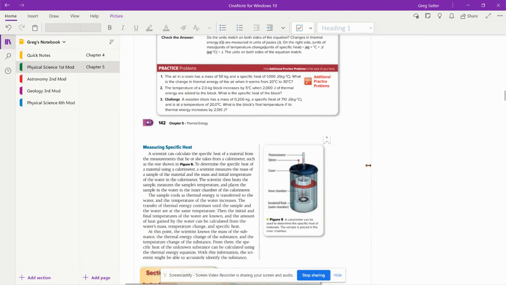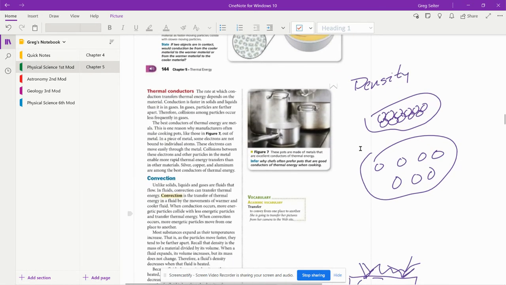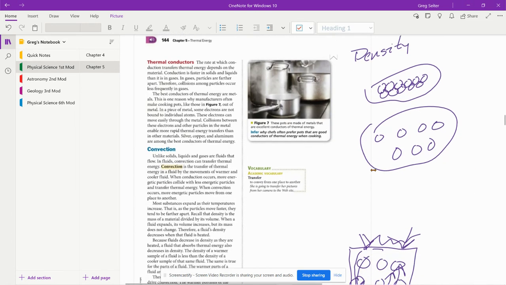All right, then we started talking about conduction, convection, and radiation, the way this heat or this thermal energy is transferred, okay? Conduction is when particles are touching, like putting your hands together and holding them together, or your rear end on the toilet seat, warming up the toilet seat. That's conduction. Two types of matter have to be touching for that transfer to take place. Thermal conductors have a high density.